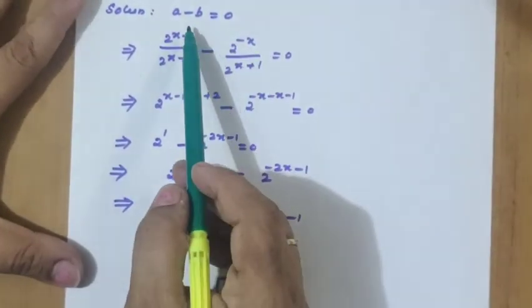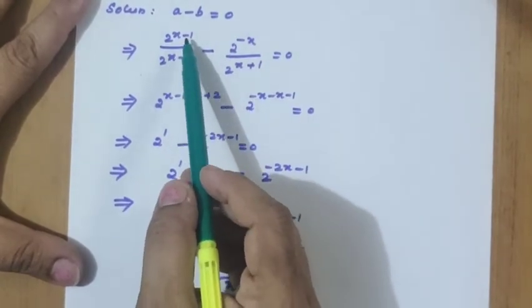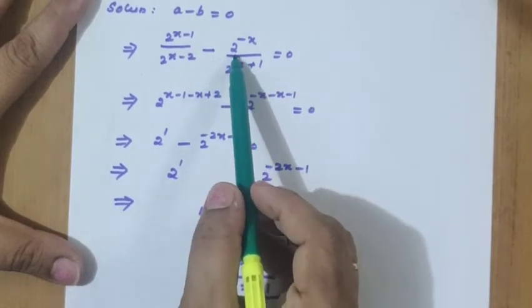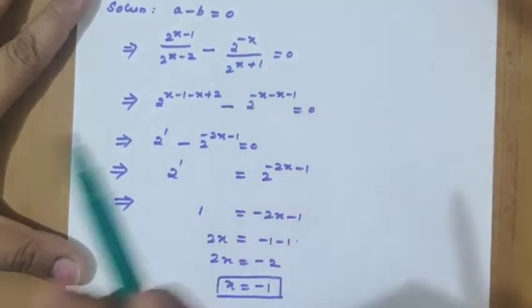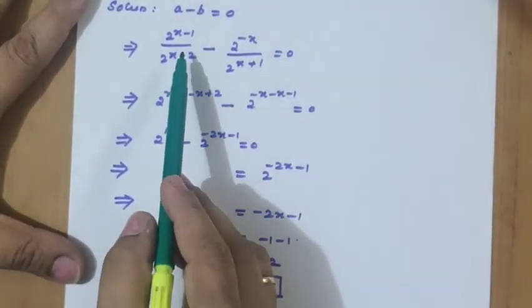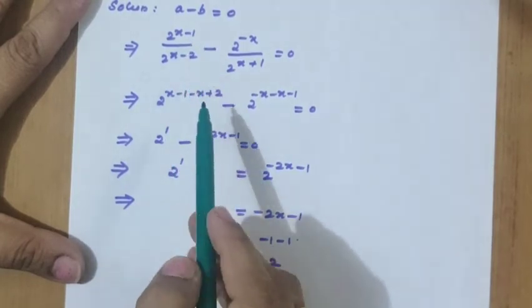What is the condition given in the question? A minus b equal to 0. What is a? 2 raised to x minus 1 divided by 2 raised to x minus 2, minus b, which is 2 raised to minus x divided by 2 raised to x plus 1, equal to 0. So it is in numerator by denominator form, so the denominator power we can bring into the numerator.